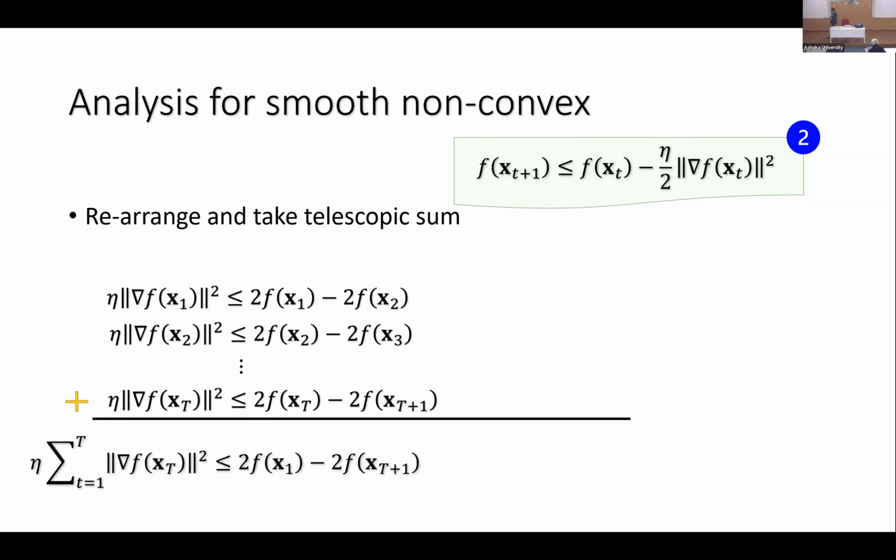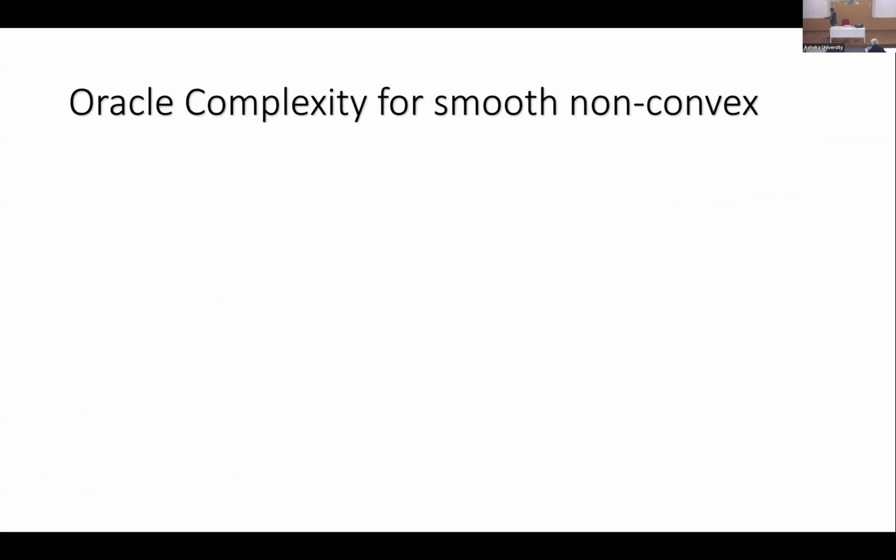So we have eta times the total cumulative gradient norm square from x1 to xt less than or equal to 2 f(x1) minus 2 f(x_{t+1}). And you can upper bound like this because f(x star) is ultimately the smallest f for any x. So f(x_{t+1}) is greater than or equal to f(x star), so minus f(x_{t+1}) is less than or equal to minus f(x star). So this is what we have used.